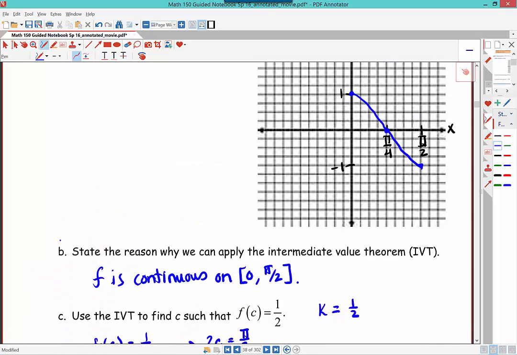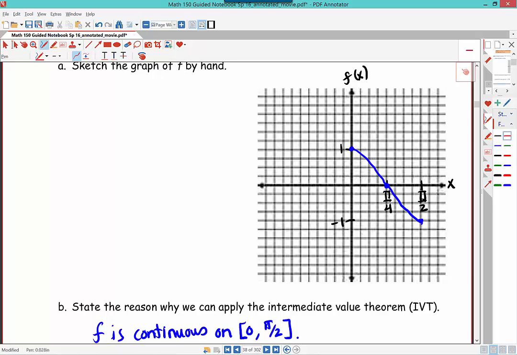And if you look at the graph here, at pi over 6, which is about a third of pi over 2, right? So it'd be about here. We're up at 1/2. So right here we've got this ordered pair of pi over 6, comma, 1/2. So the pi over 6 ended up being our c, and the 1/2 ended up being our k from the intermediate value theorem. All right.